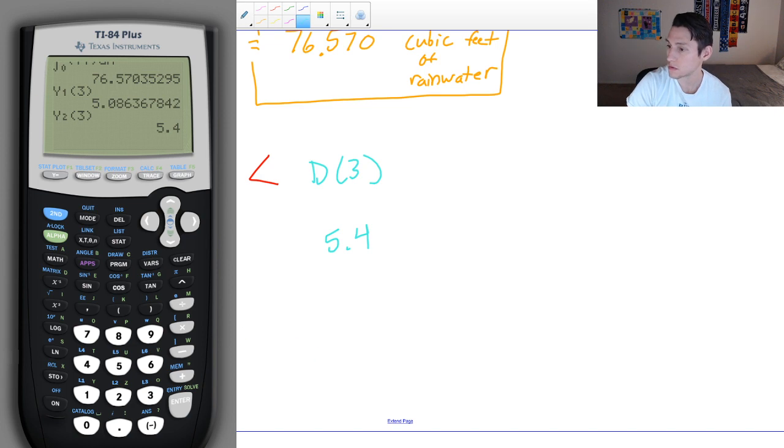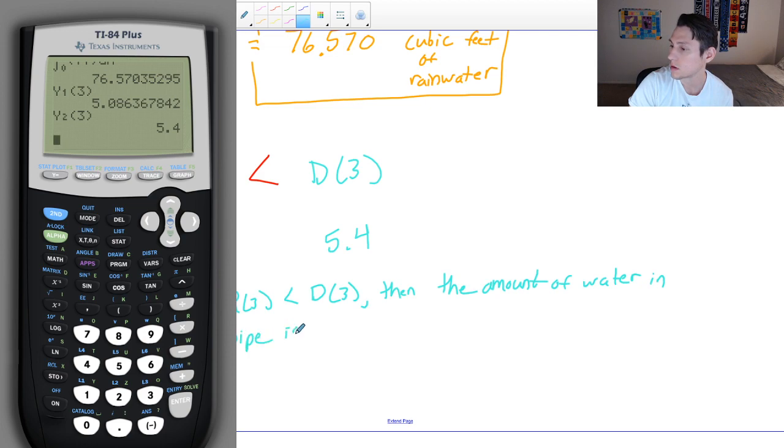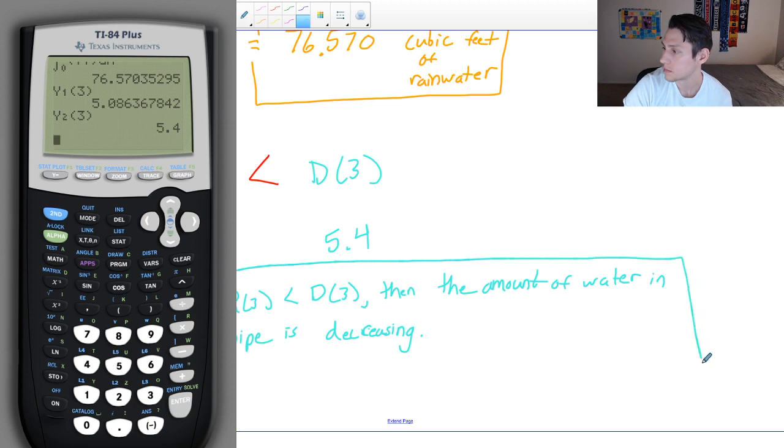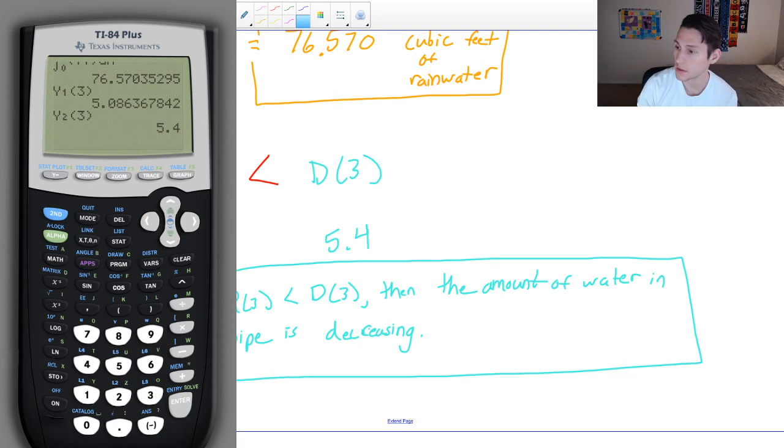Okay. So since R of 3 is less than D of 3, then the amount of water in the pipe is decreasing. Right? The water's leaving faster than the water that is coming in.